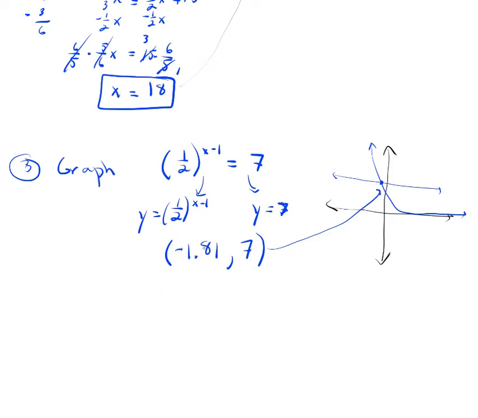That was our point of intersection right there. Now, remember though, we are solving an equation. And what are we solving for? We're solving for x. So notice I didn't circle my coordinate pair as the solution. The solution is the x, which is approximately negative 1.81 is our answer. And that's what I would put on the answer line because that's solving by graphing.